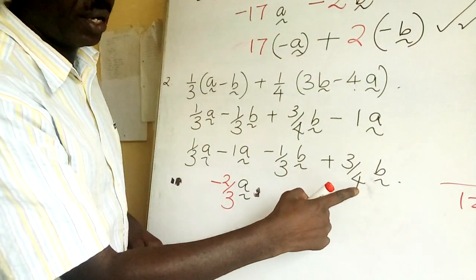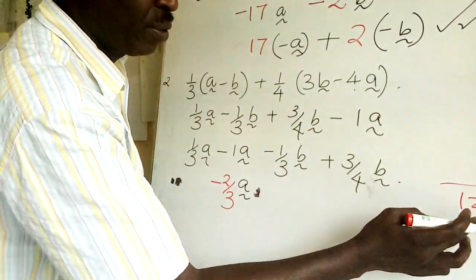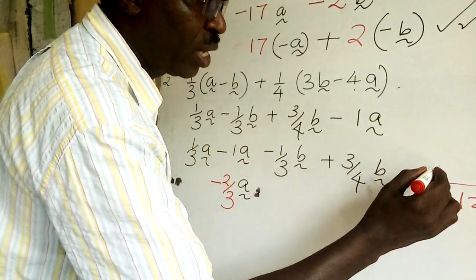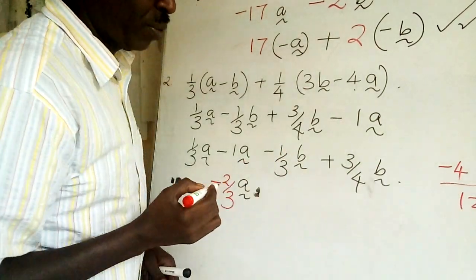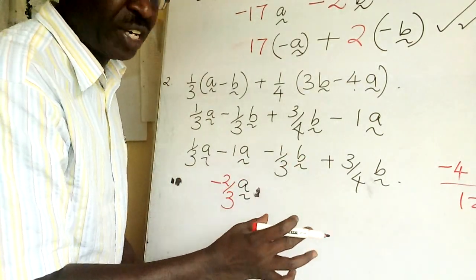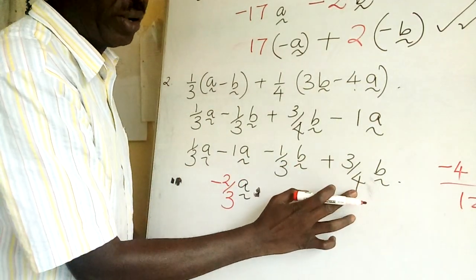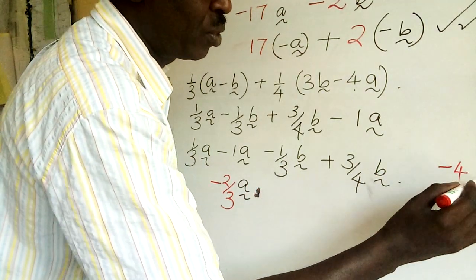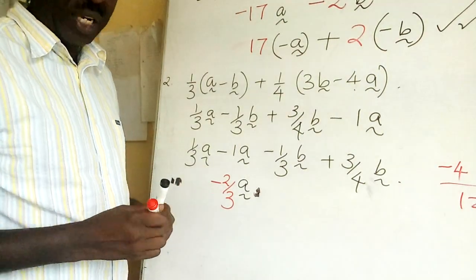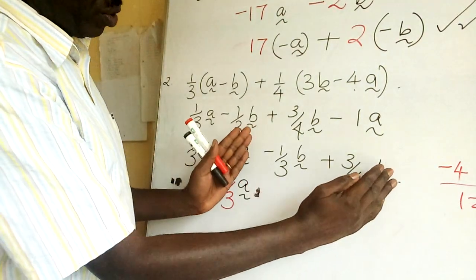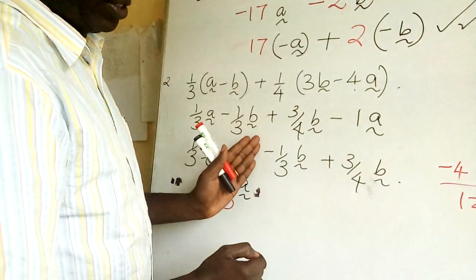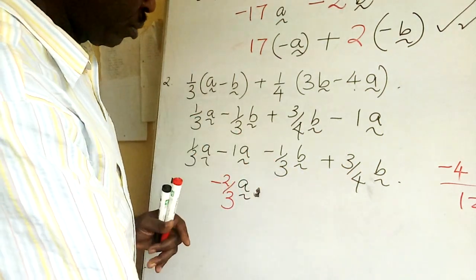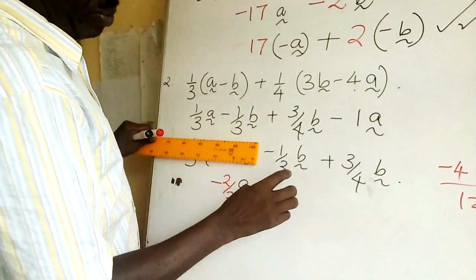3 and 4, 12. Then 12 divided by 3, 4. 4 times negative 1, negative 4. Okay? Deal with the figures first. 12 divided by 4, 3. 3 times 3, 9. So plus 9. That is the side work. I'm trying to handle just this part.